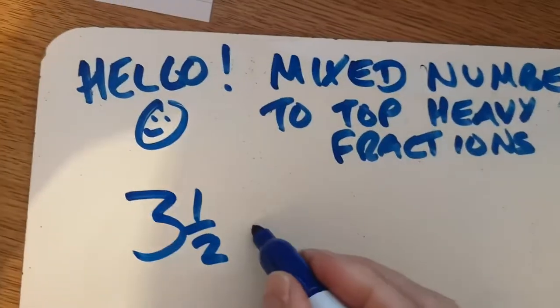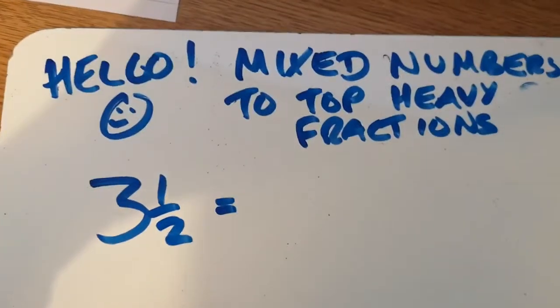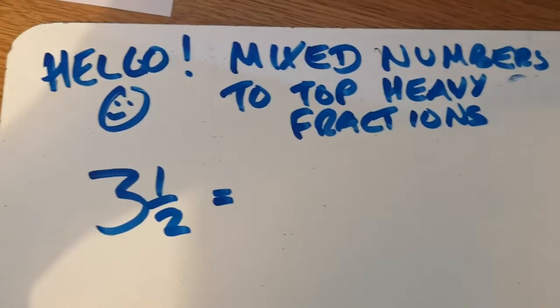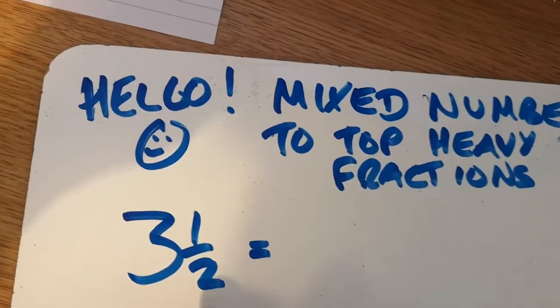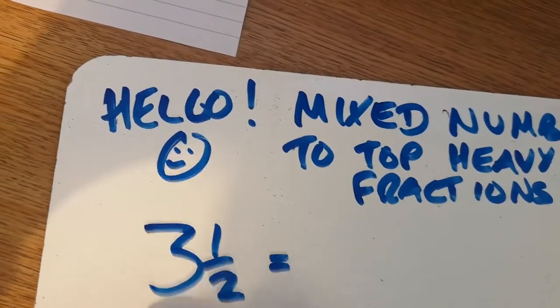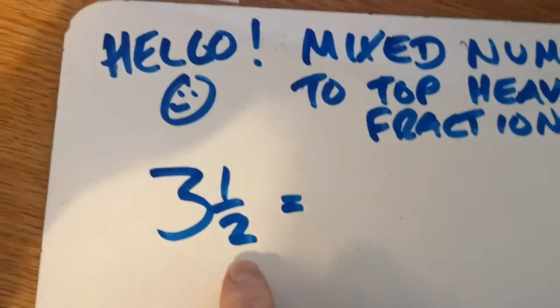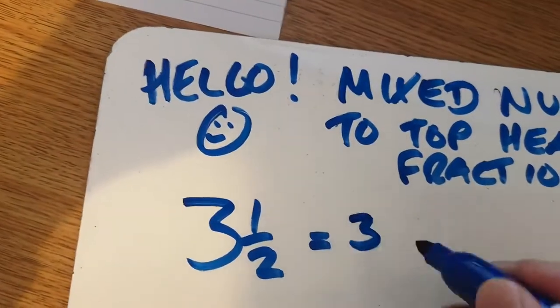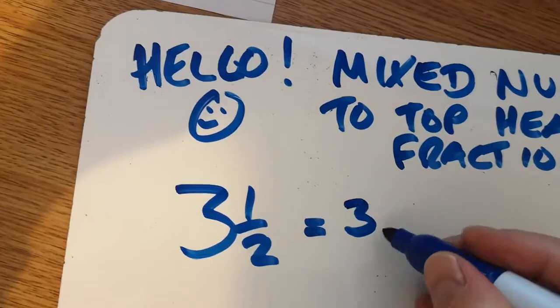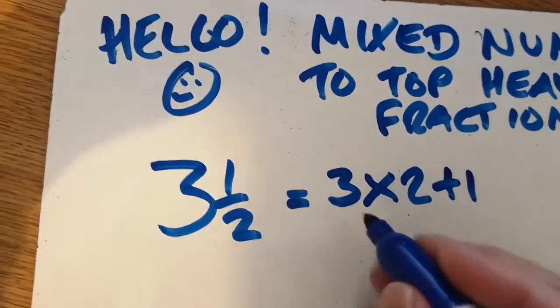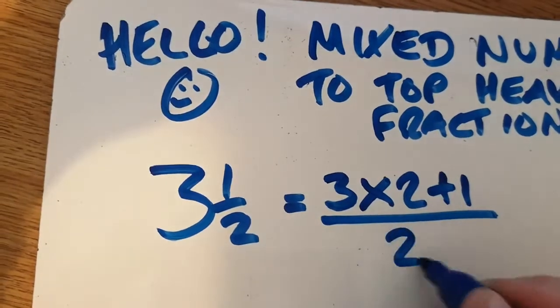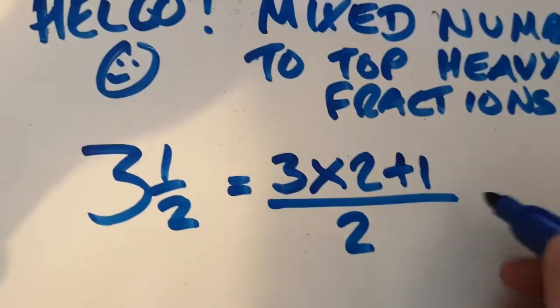Well, what I've got to do is the opposite of what I did when I was making a top-heavy fraction into a mixed number. So what I'm looking at here, I'm thinking, okay, I've got to do 3 times 2. So I'm multiplying the big number by the denominator, which is 2. 3 times 2. And then I've got to add that 1 onto it. And all of that's going to be over the denominator that stays the same, which is 2.